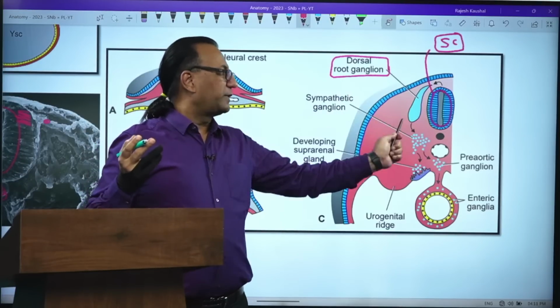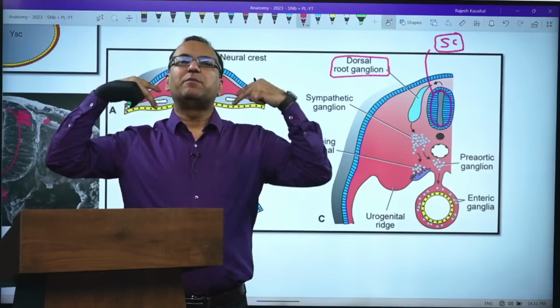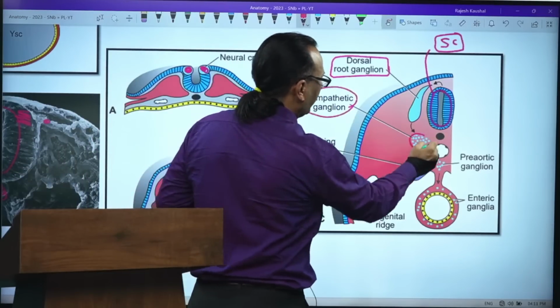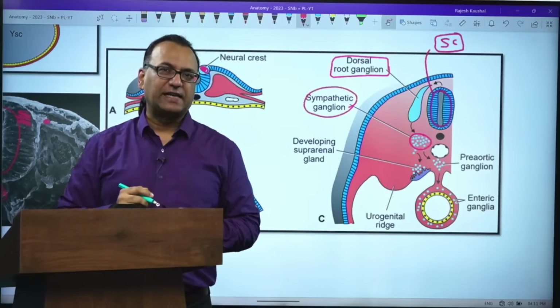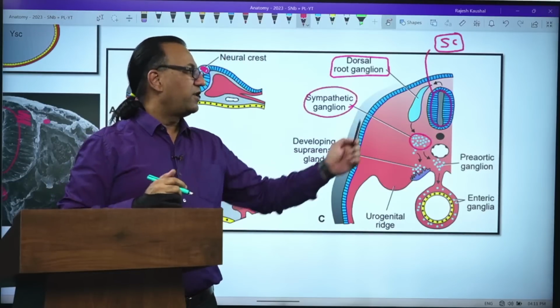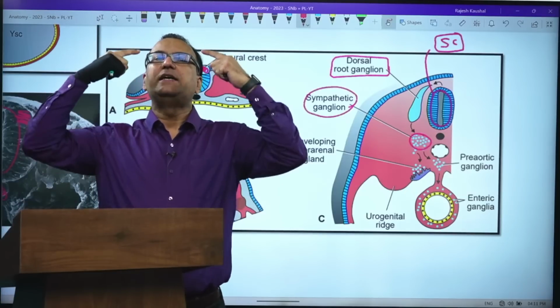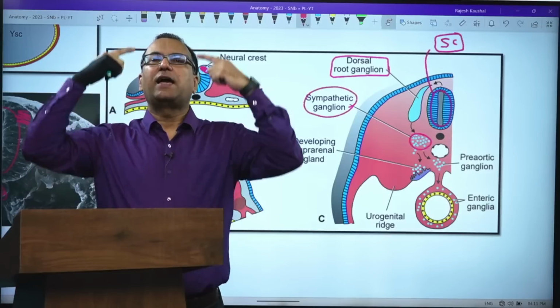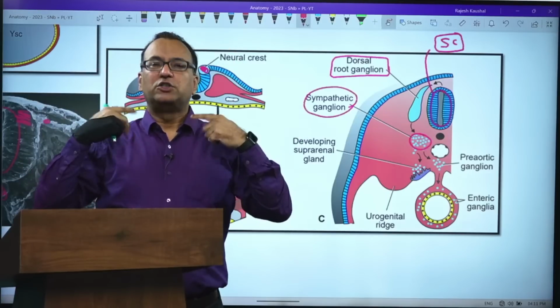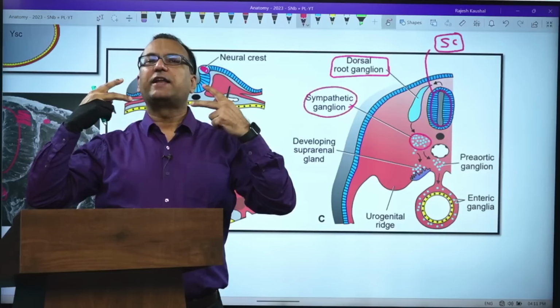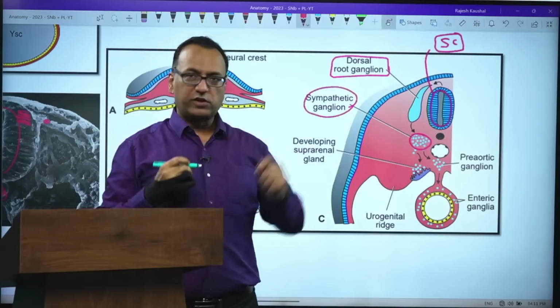Then along with the spinal cord, you have the sympathetic chain. There will be some sympathetic ganglia. So those sympathetic ganglia in the sympathetic chain are also from neural crest cell. Neural crest cell will not only form the sympathetic ganglia, they will also form parasympathetic ganglia like nerves number 5, 7, 9, 10. They have some ganglia, you know, the trigeminal ganglion, the glossopharyngeal or the vagus ganglion. They are all coming from neural crest cell.